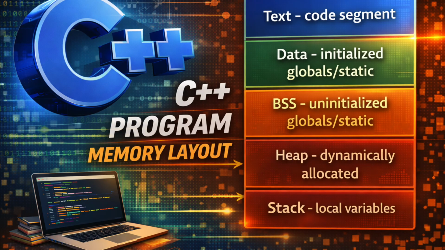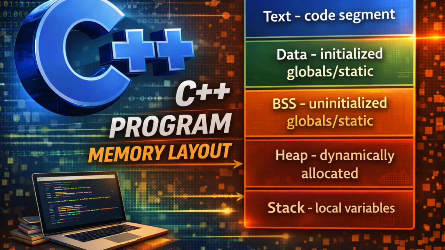Exactly. The BSS segment just makes a note in the executable saying, "Hey, I'm going to need this much space for a variable named X." Then when the program is loaded into RAM, the OS just allocates that memory and fills the whole block with zeros. It's a linking and loading optimization. A crucial one, especially for programs that have huge global arrays that just start out empty. If that was in the data segment, it would just bloat your executable file for no reason.